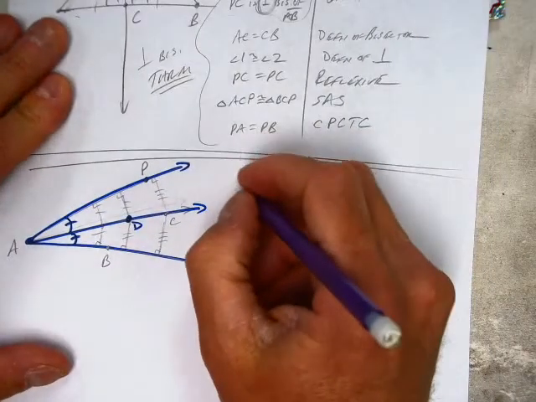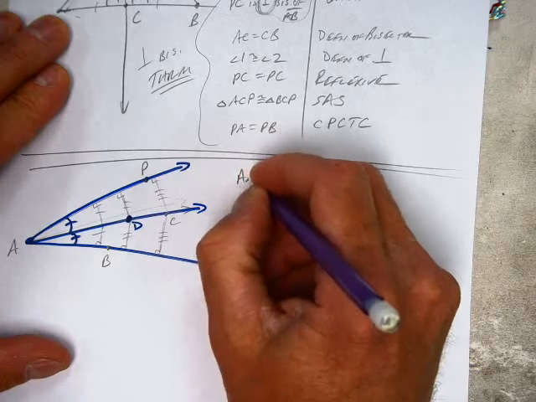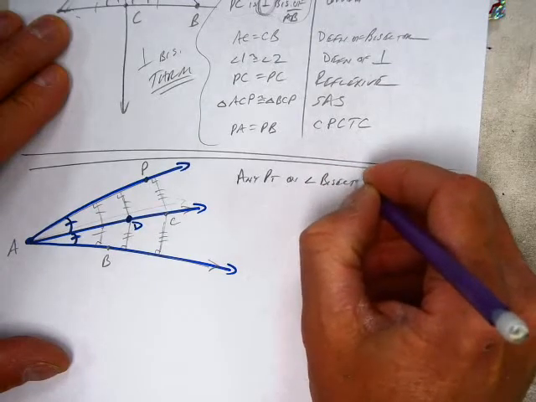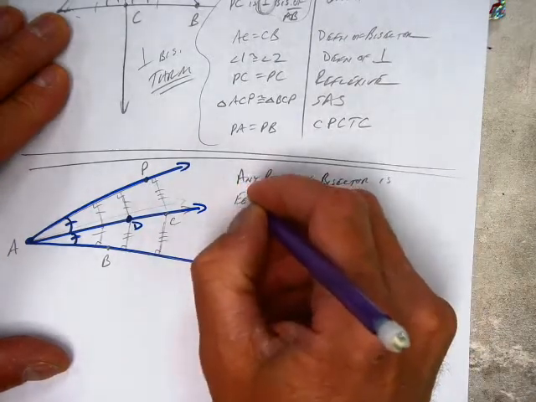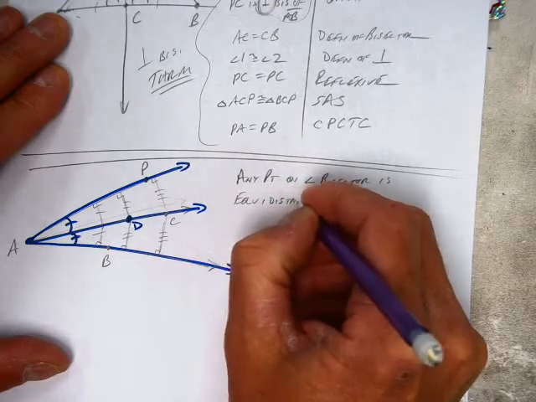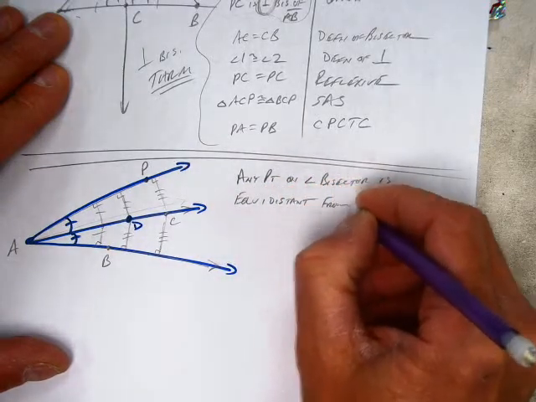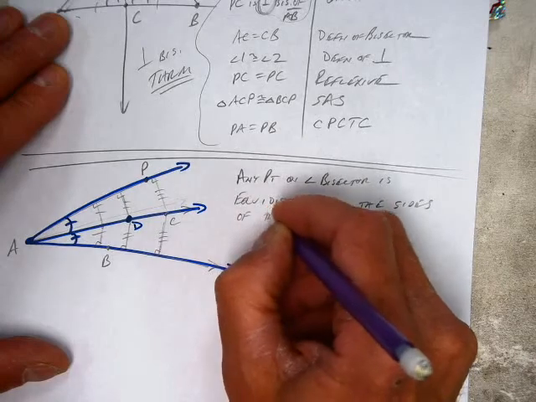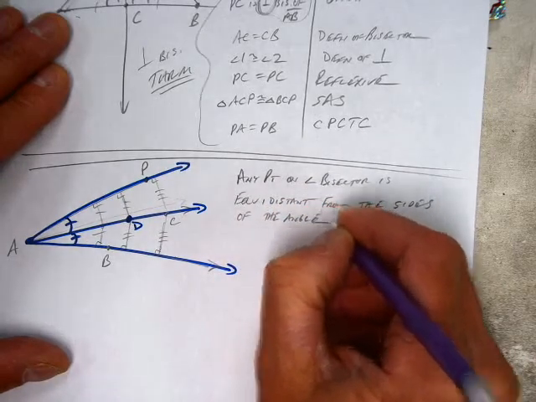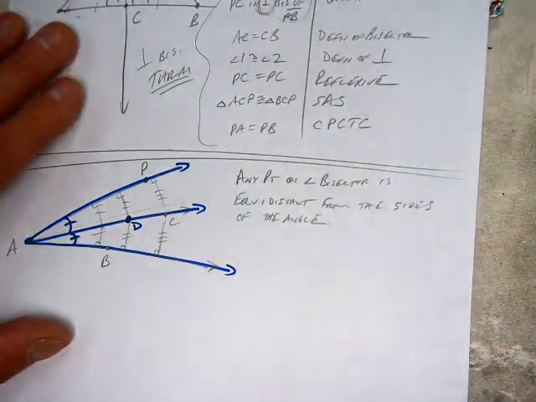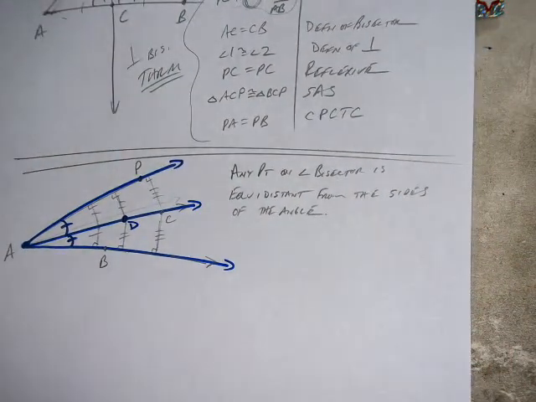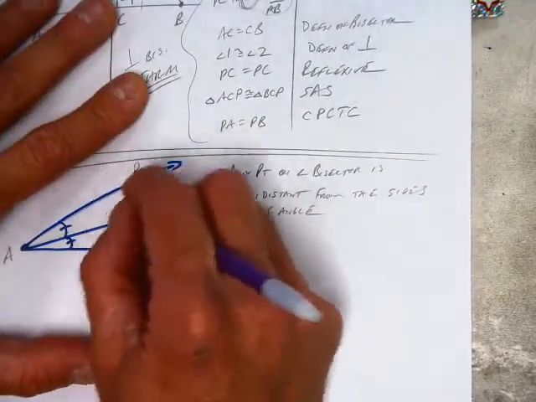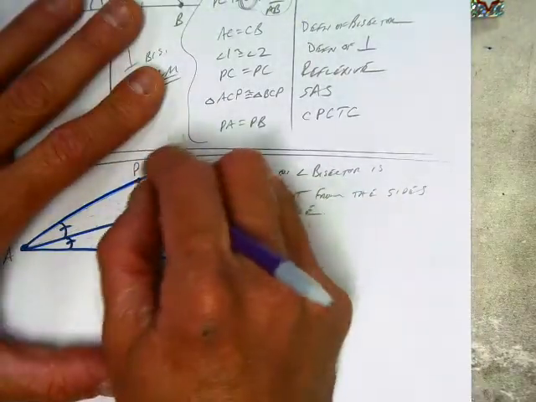So what I'm trying to prove is that D, so any point on the angle bisector, I think I misspoke just a little bit, is equidistant from the sides of the angle. Okay? That's what I'd like to show. Just for clarity, you guys don't have to change yours, because this is the proof part of things. You just need this information more than anything.